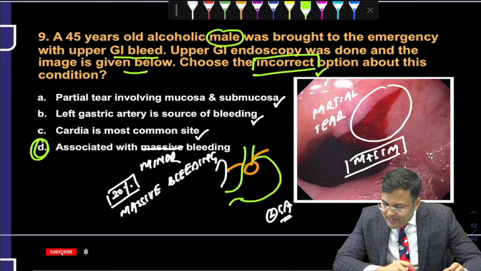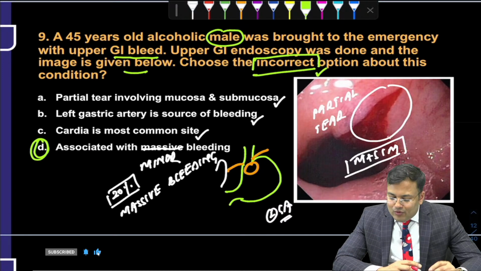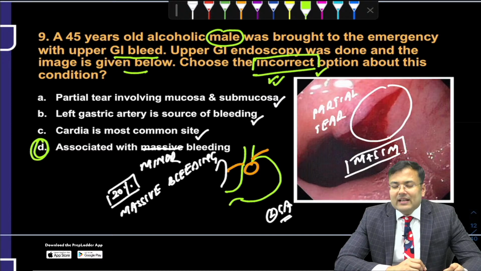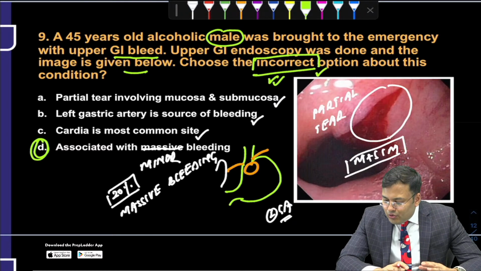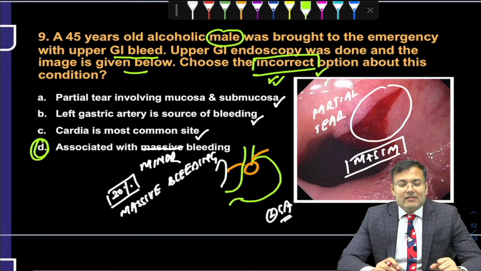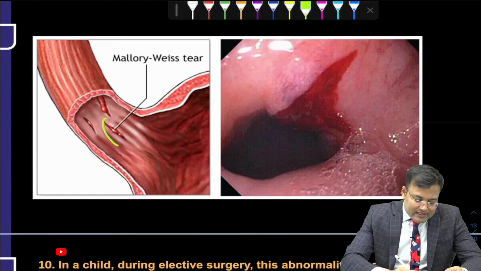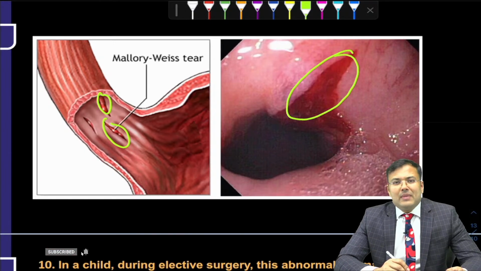So incorrect. Yes, Shoaib, answer not associated with massive bleeding, correct. So we have to choose the incorrect option. So that's why D is the incorrect option. It is associated with minor bleeding. Sushant also wants fast. Okay, so it is associated with minor bleeding, not the massive bleeding. Very good. So here you can notice that this is the site of bleeding. So this is the partial tear, that is Mallory-Weiss syndrome.